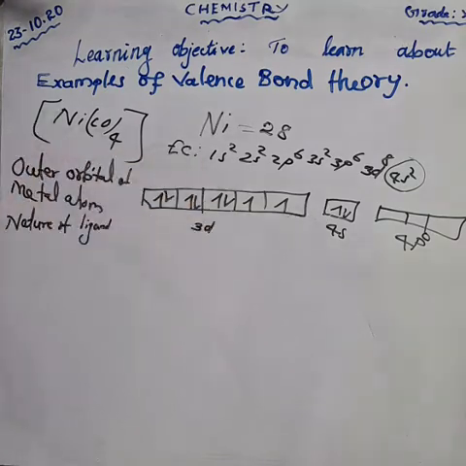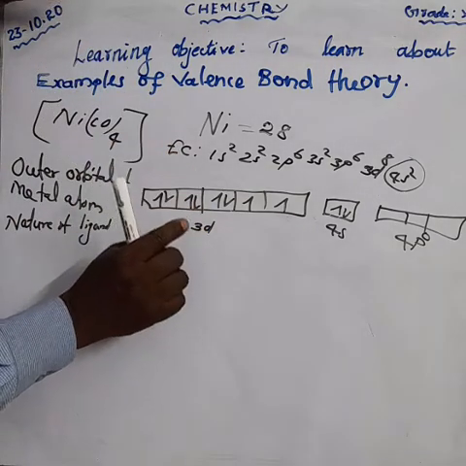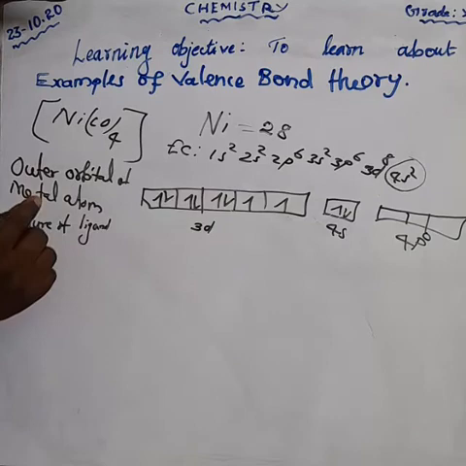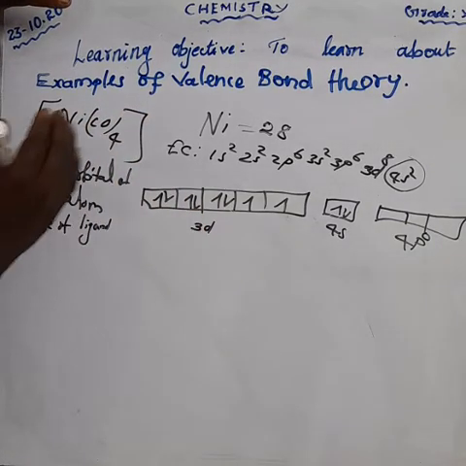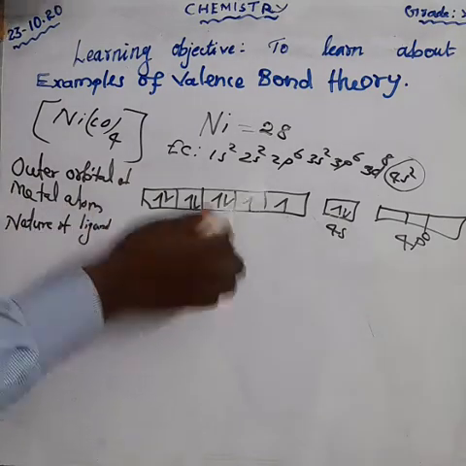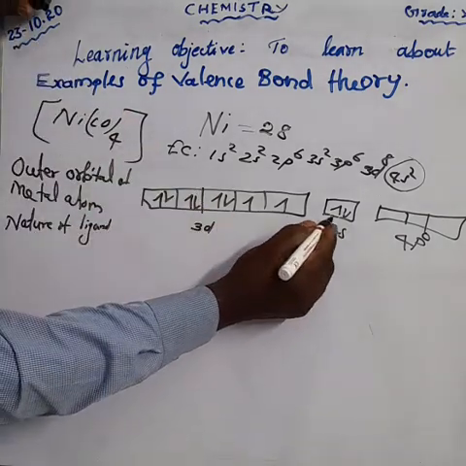So, here I have some vacant orbitals, am I right? That means the strong field ligand causes the pairing of the 4s electrons with the 3d electrons in the metal. So, here the pairing takes place.